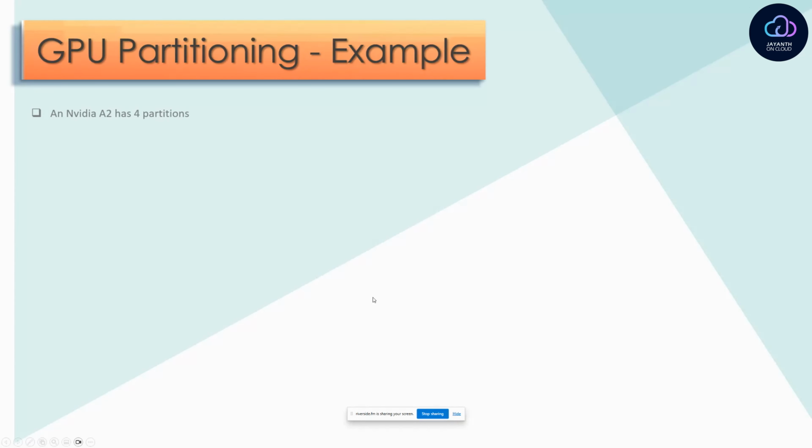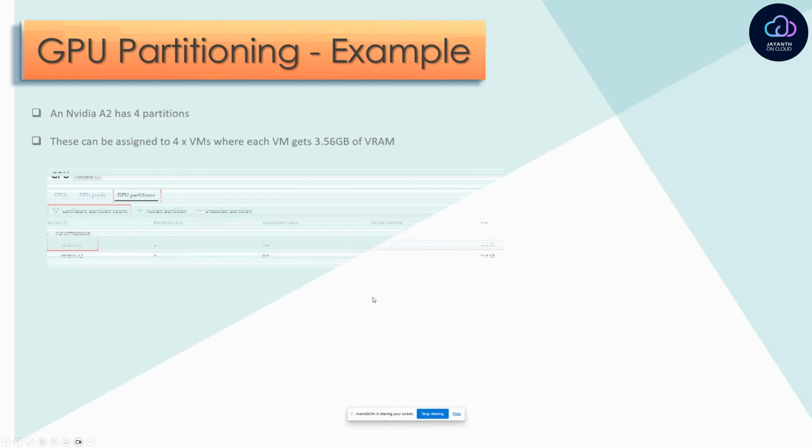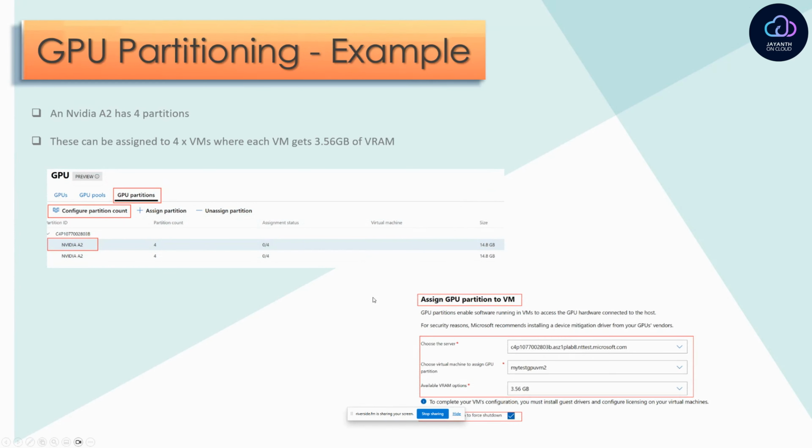Once you've decided how many partitions you want to carve your GPU into, then it's just a simple case of selecting a virtual machine and allocating or assigning it that particular portion of VRAM. Fantastic. Okay, and that's how easy it is.